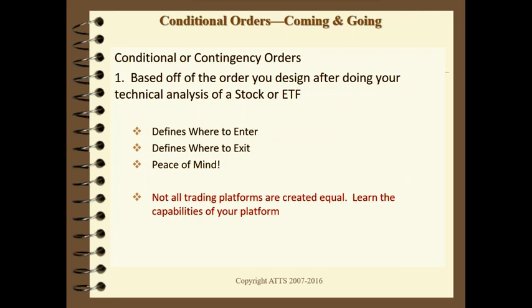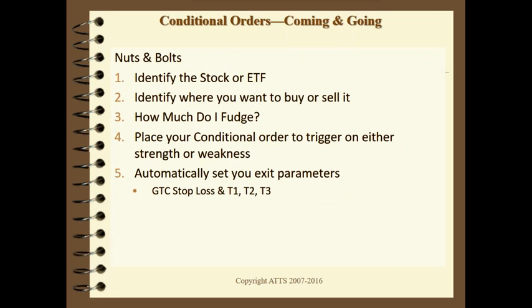So, not all trading platforms are created equal. Learn the capabilities of yours. Nuts and bolts, conditional orders, especially once you identify the stock or ETF you want to trade. There are some folks who just say, I'm going to trade the spiders, SPY, or IWM, or the Qs, and they just stick with that. They recognize that the move isn't going to be that great, but it may move 1.5 to 2 to 3% per week or per month. And that's okay. If you're an option trader, you can really take good advantage of that, or you can kick it up to trade the leverage deals.